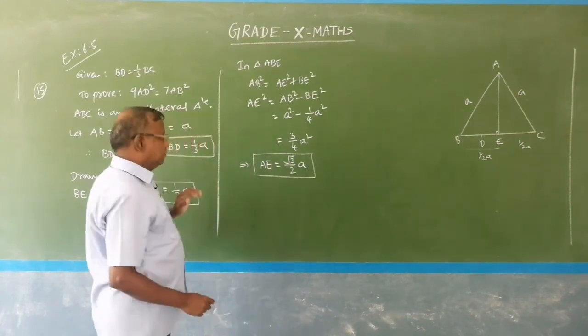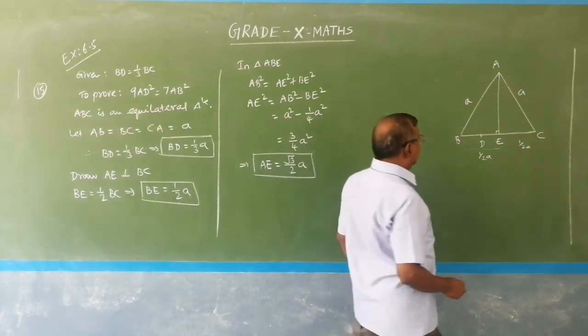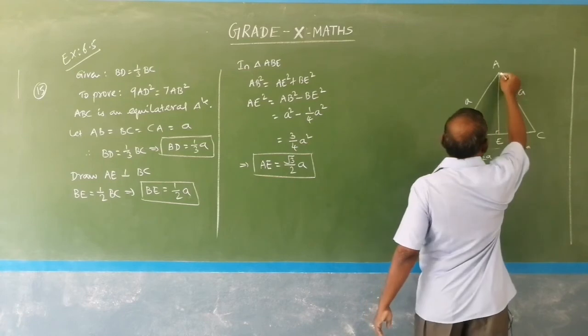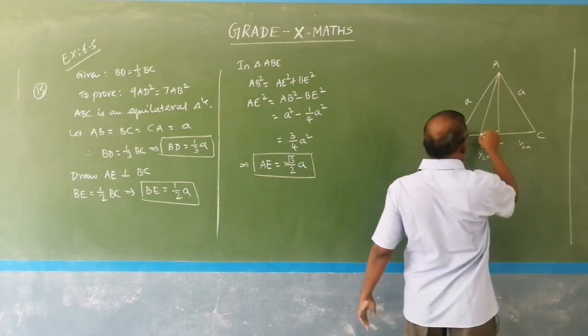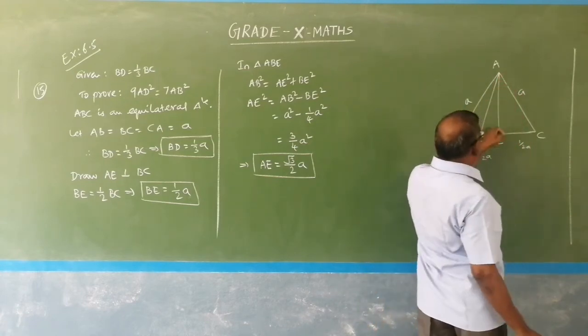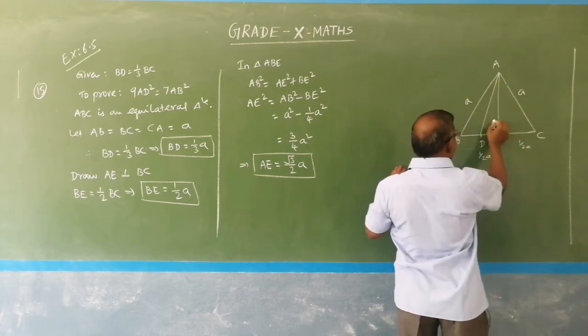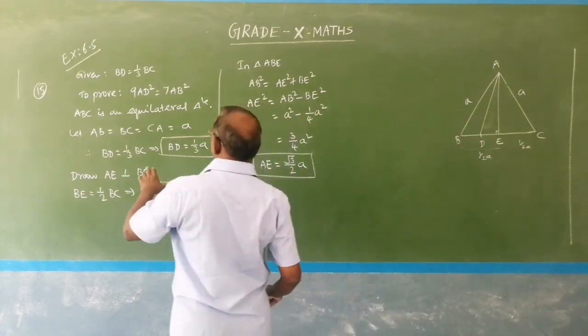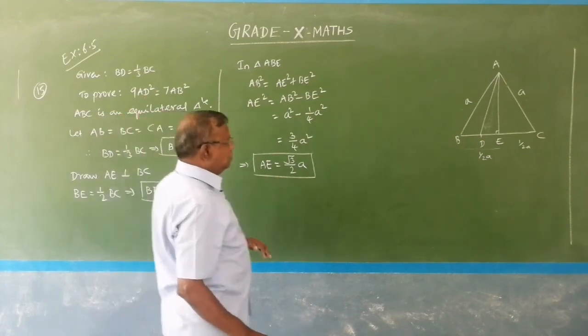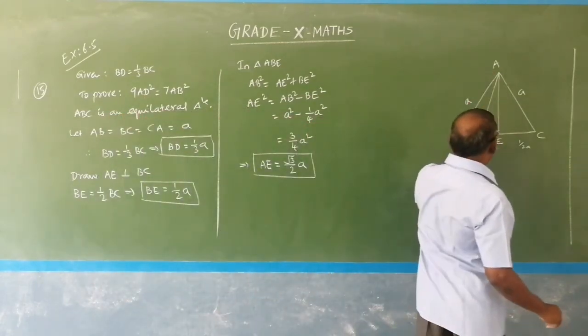These three values we have. Now join AD. In triangle ADE, because we need AD, therefore in this triangle only we are going to work.